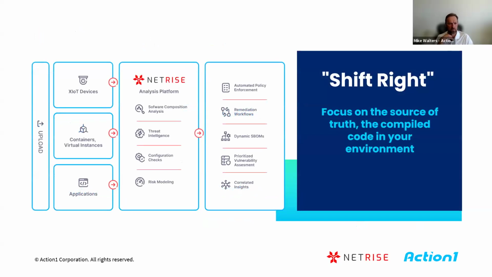This is just a high-level overview of what the platform looks like, and I'll be jumping into a demo here. But as I mentioned previously, we are advocating for this shift-right mentality. Focus on the fact that the source of truth for end users is the compiled code, right? It's not the source code. Shift left is what developers develop, if we go left to right in reading order. They develop and they compile: the source code is left, the compiled version is right. Correct. Exactly.